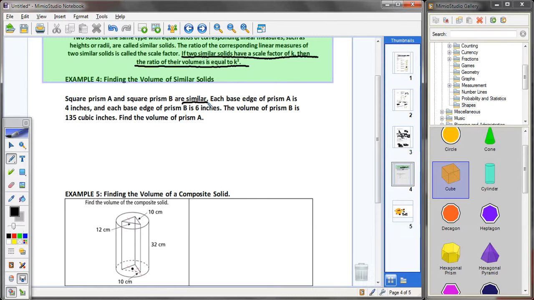Okay, here's what I'm going to do. We first of all need to establish a side ratio right here. We're going to establish a ratio of sides for prism A and prism B. Now kids, think about it. It says each edge of the base in A is how much?